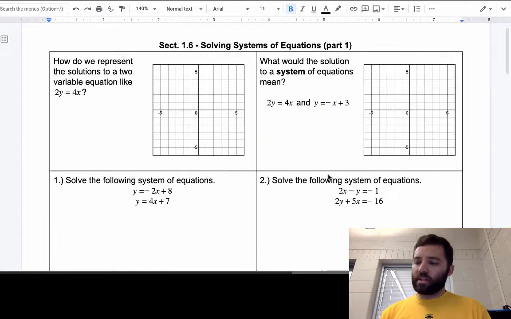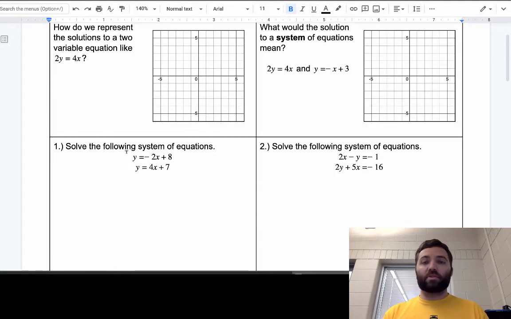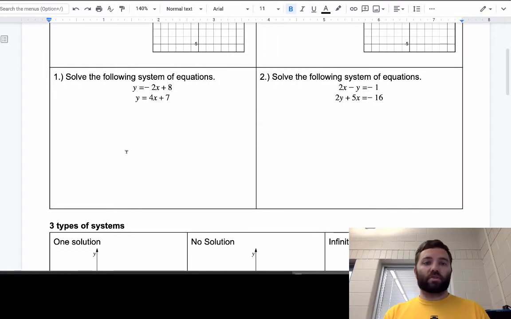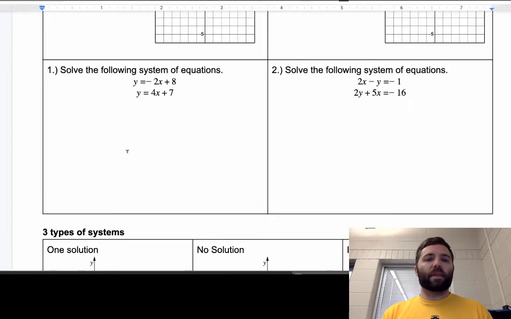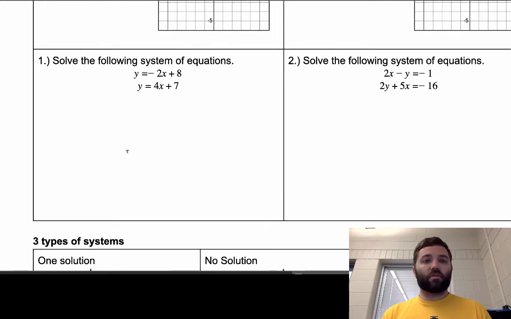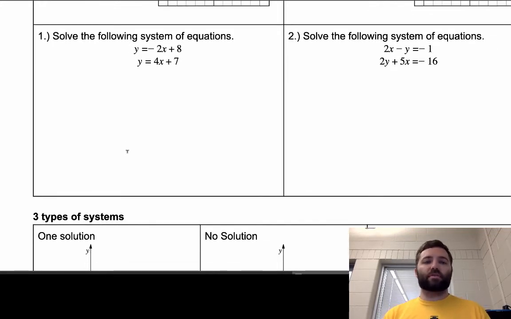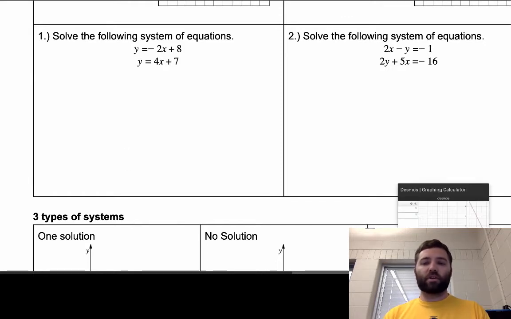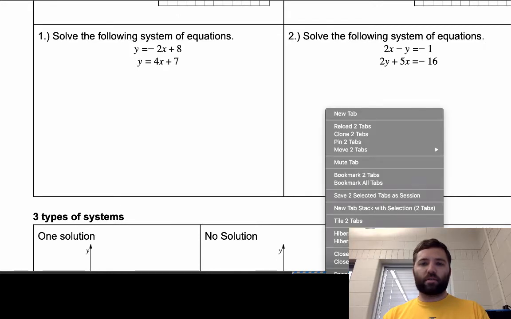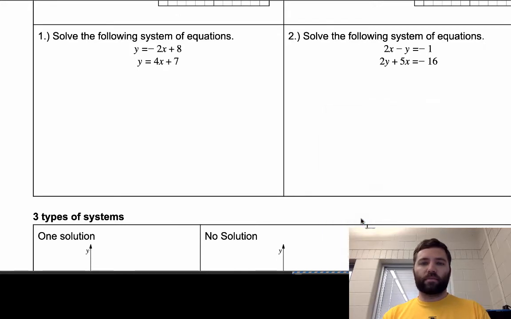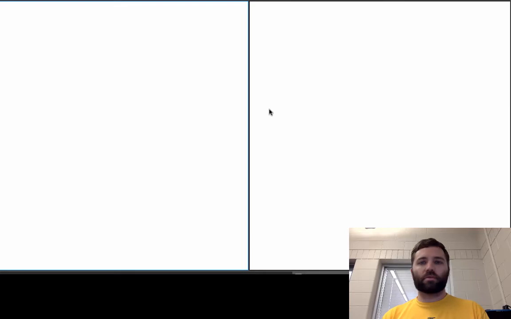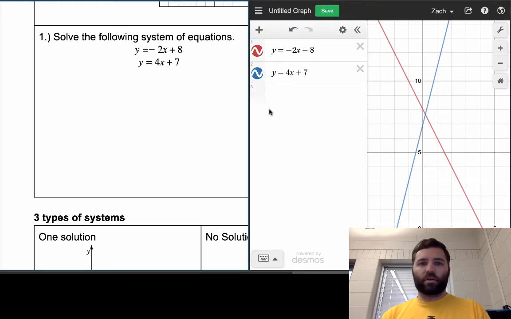Let's go on to another example here. So this is one way to solve them, is to graph each equation, and find where they cross. Okay, so let's see, solve this system of equations. What I'd like to do here is I'd like to bring up a Desmos graph to show you how to do this. So I think I already have it loaded here. Let's see if we can put them next to each other. All right, so yeah, I do.